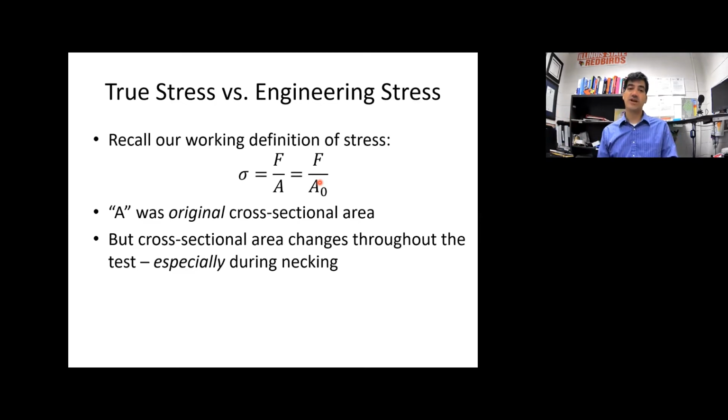So if you really wanted to calculate true stress, then what you'd have to do is stop the test frequently and measure the diameter and then calculate the cross-sectional area in order to get the true stress. So I want you to know that true stress uses the true or real time varying cross-sectional area as we're going through this test. Engineering stress does not. Engineering stress just uses the original cross-sectional area of the part.